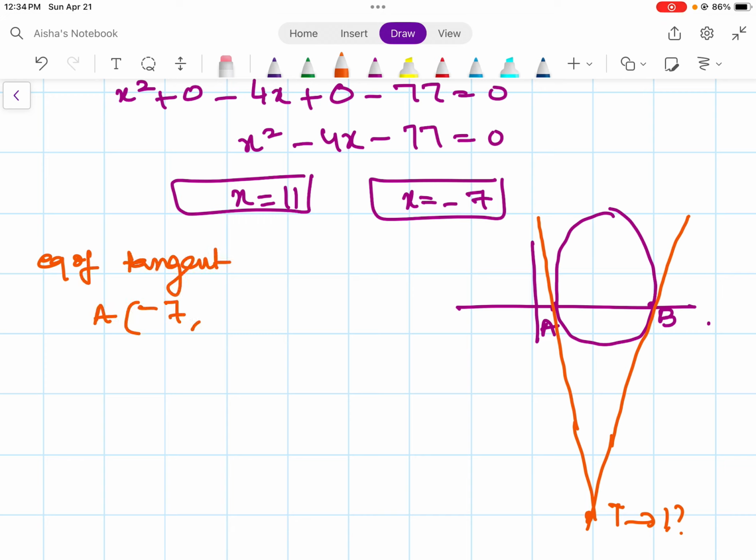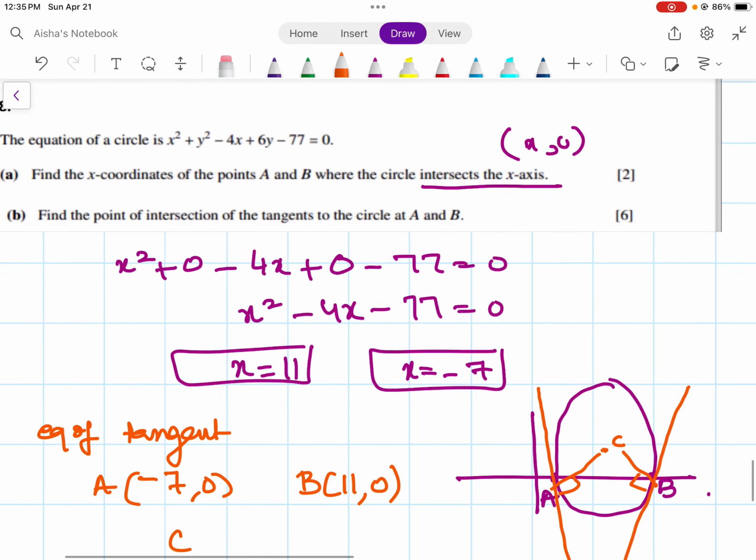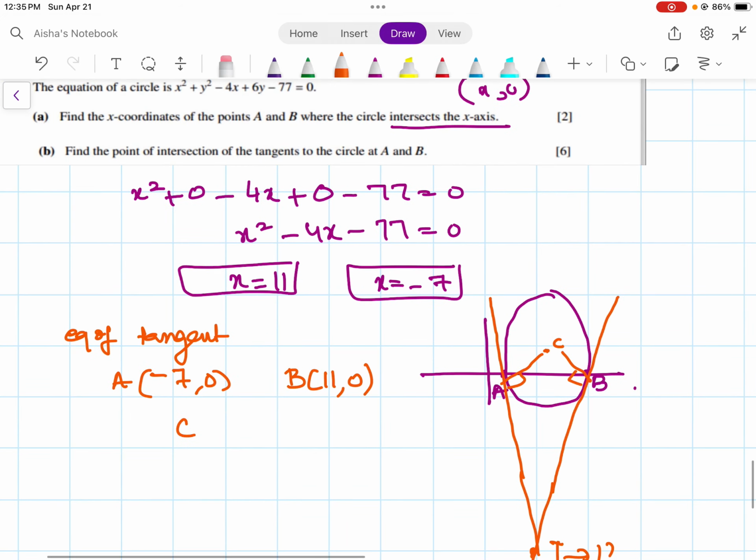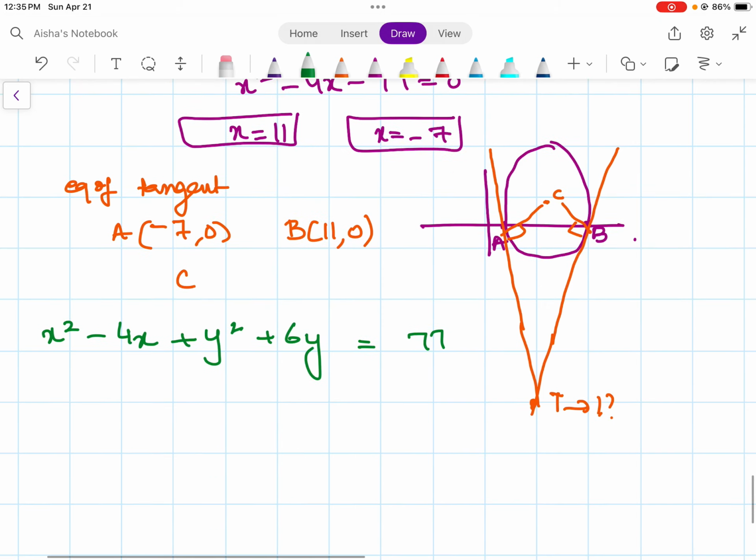A is the point minus 7 comma 0. B is the point 11 comma 0. This is the center of the circle and center to the tangent is 90 degrees. Center of the circle, how will you find it? Okay, so through using completing square. Now, plus 2 square plus 3 square.